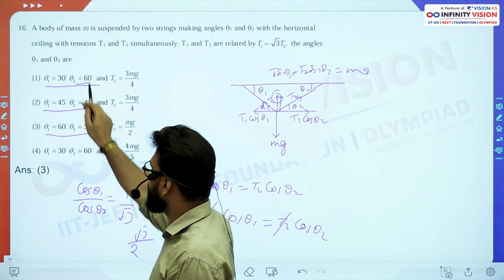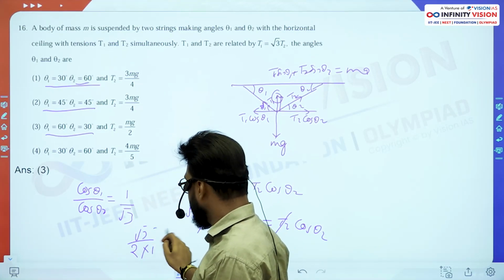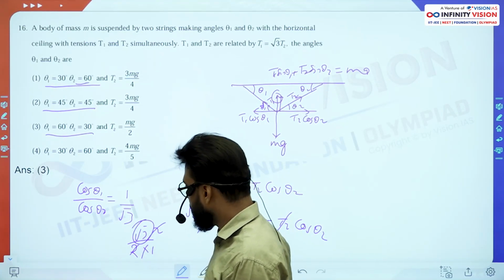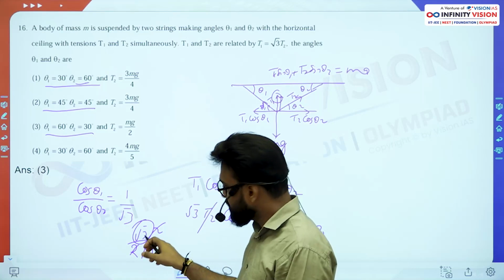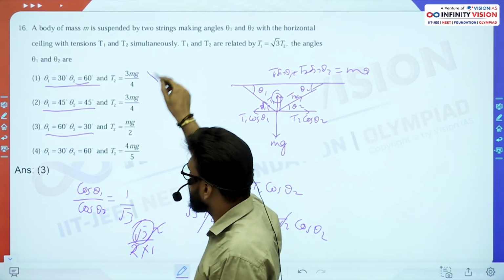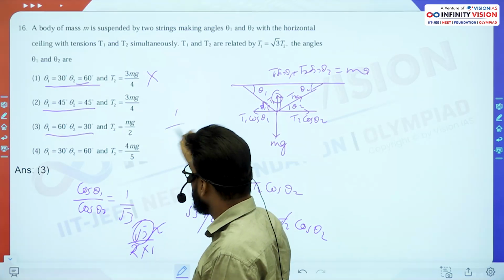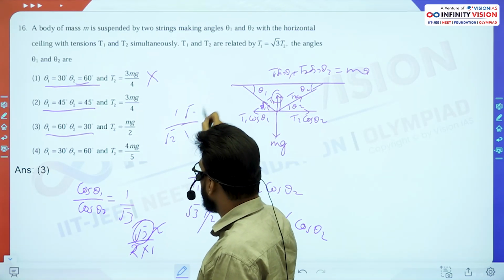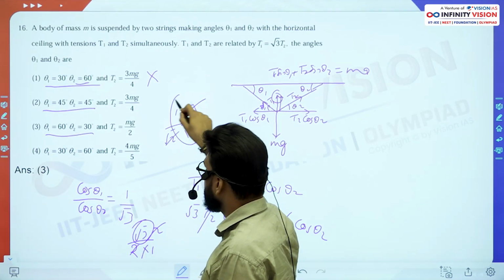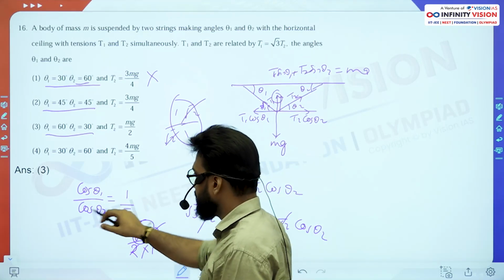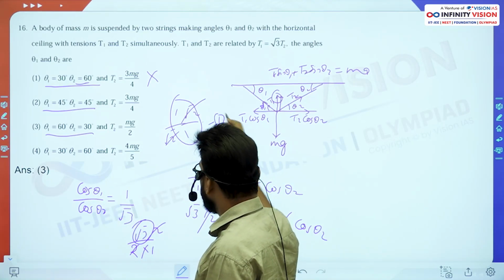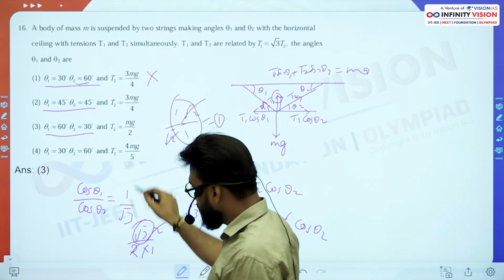and cos theta 2 would be cos 60, which is half. 2 is gonna cancel out. It is not coming out to be 1 by root 3, it is coming out to be root 3. So this option is wrong. Second, if both are 45 degrees, so that means 1 by root 2 over 1 by root 2. From this expression, cos theta 1 by cos theta 2 comes out to be 1, which is not true. So it has to be 1 by root 3.